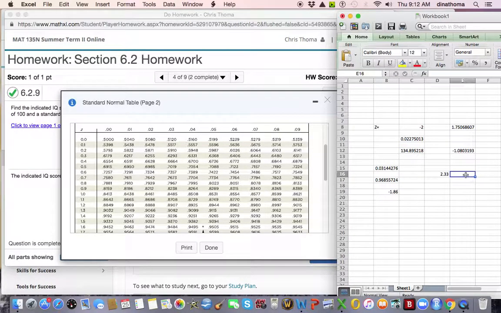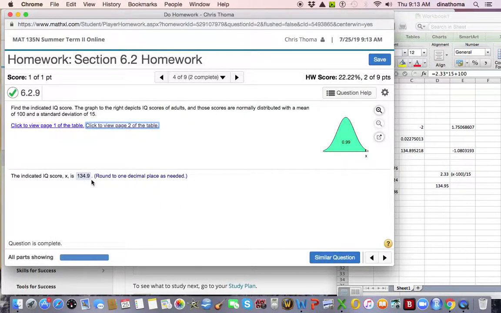And then you have to set it equal to, you don't know what X is, minus 100 divided by 15. You have to write this on your paper, and you have to basically take 2.33, multiply it by 15 to bring it to the other side. This is where I say if you don't remember algebra, you're going to have to remember it. And then he's over here. Then I have to add the 100. Oops, again, Excel, you need an equal sign to do calculations. 134.95, which is the same answer we got.